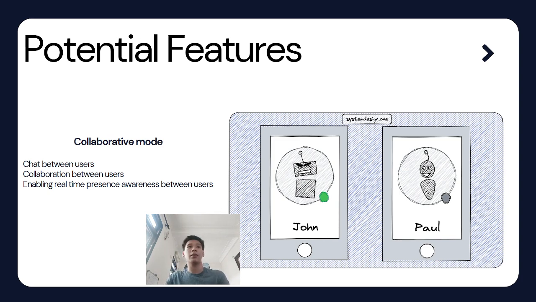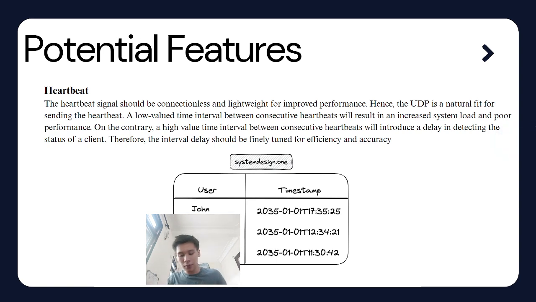First, I want to talk about one definition of this system design, which is a heartbeat. So you can understand the heartbeat simply as the client periodically sending a signal to the server so the server can be aware that this client is currently online or not. Here is the definition of the heartbeat. The heartbeat signal should be connectionless and lightweight for improved performance.